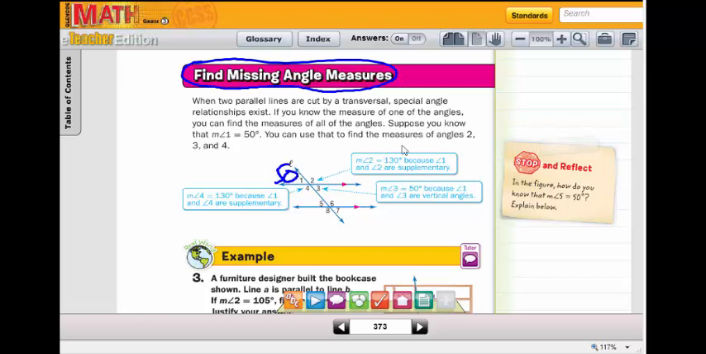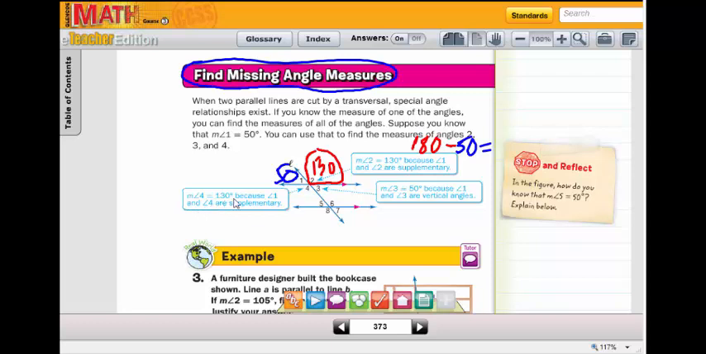You can use that to find the measure of angles 2, 3, and 4. Because the measure of angle 2, let's switch our colors here, which would be this angle here, would be 130 degrees, because we could take the 180 minus the 50 there in blue, and that would give us our angle of 130 degrees. So we know that this is 130 because those are supplementary angles because of this straight angle here.